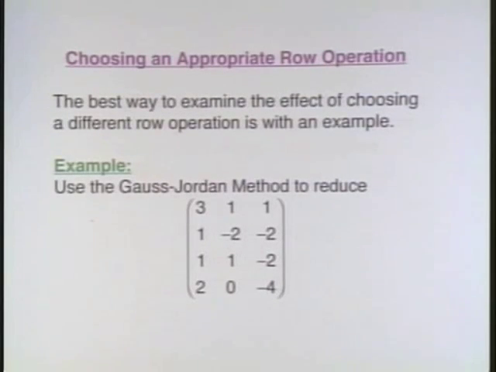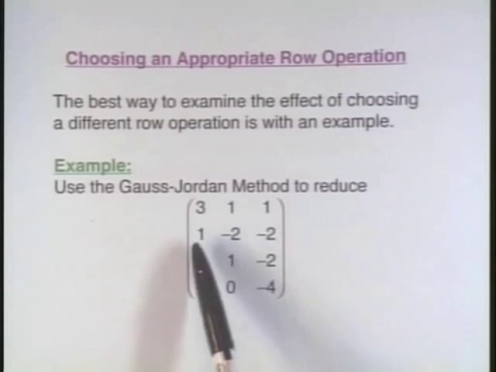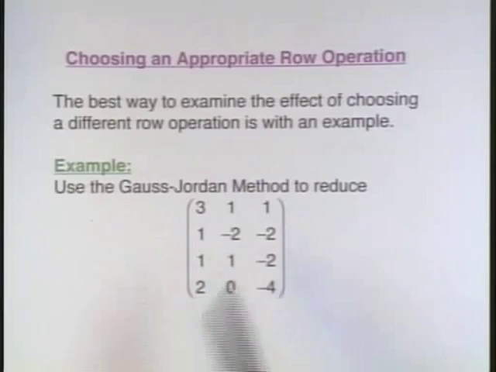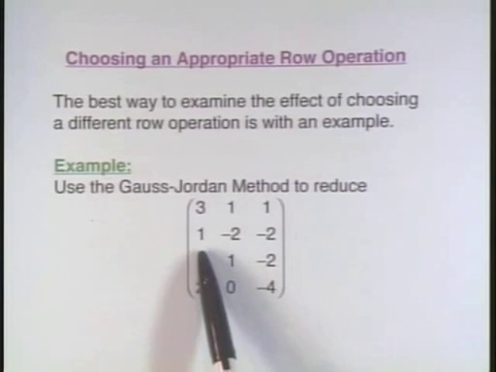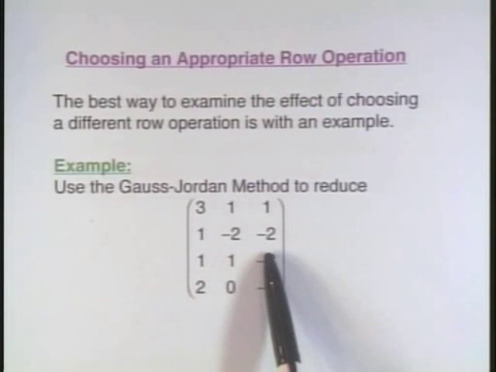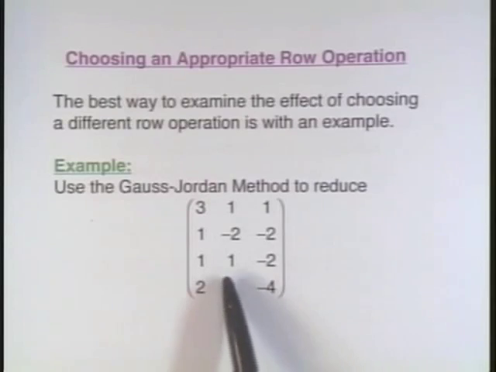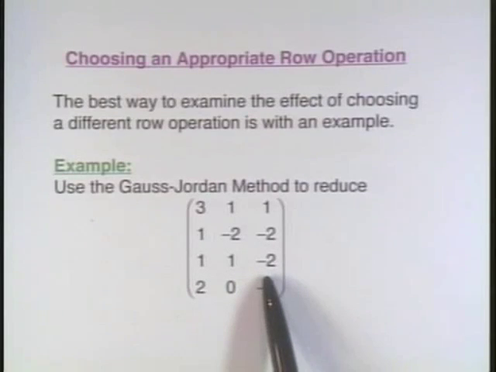Example: use the Gauss-Jordan method to reduce the 4 by 3 matrix with entries 3, 1, 1 in row 1; 1, negative 2, negative 2 in row 2; 1, 1, negative 2 in row 3; and 2, 0, negative 4 in row 4.